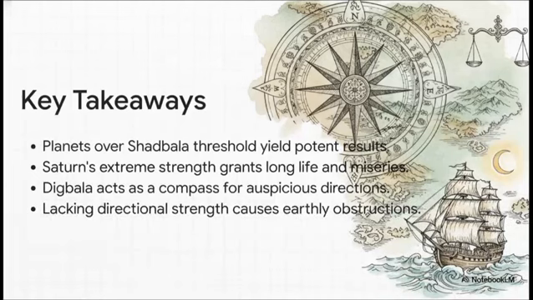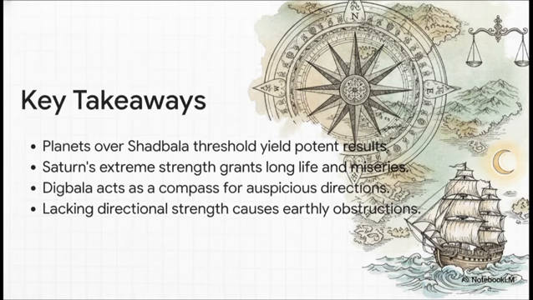So, here are the key takeaways you absolutely need to remember. First, planets that exceed their specific Shadbala threshold are the ones that will yield highly favorable, potent results. However, context is everything. The text notes a really fascinating caveat. Saturn's extreme strength grants a very long life, but because of its core nature, it can also bring extended miseries.